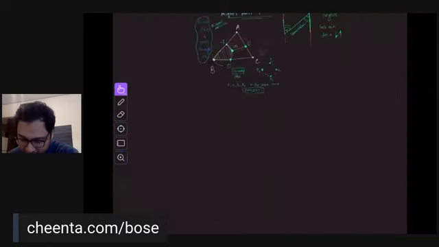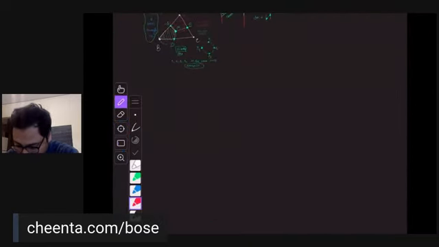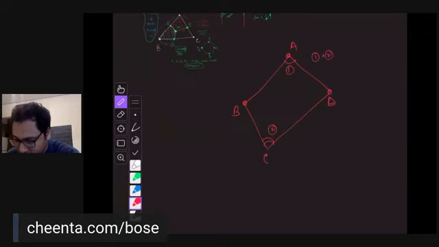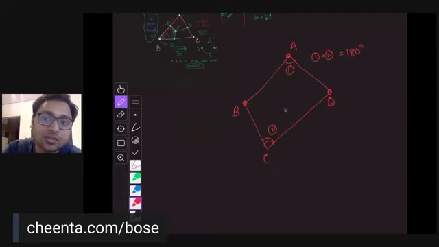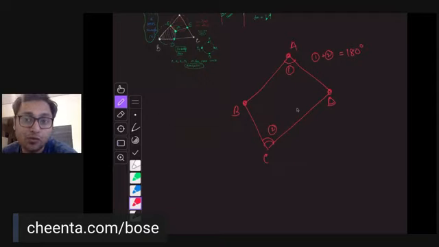What is the property? Maybe I can write it. If you have a cyclic quadrilateral, then if you add the two opposite angles, this one and this one, angle 1 and angle 2, then they add up to 180 degrees. So there is a proof of this fact that the sum of the opposite angles of a cyclic quadrilateral is 180 degrees. And you should not accept this kind of statements without proof.